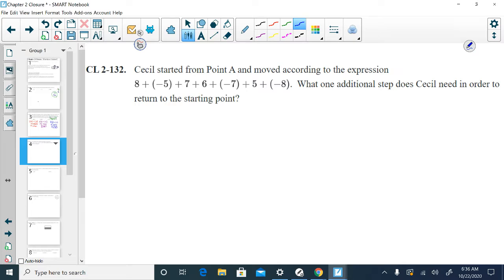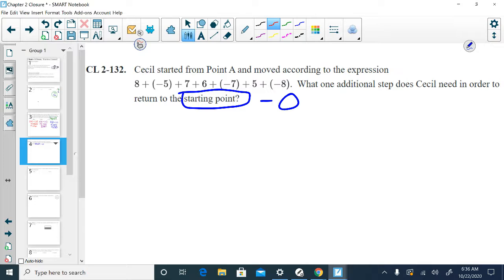So here it says Cecil started from point A and moved according to the expression 8 plus negative 5 plus 7 plus 6, plus negative 7, plus 5, plus negative 8. What additional step would Cecil need in order to return to the starting point? Okay, so if we're thinking about the starting point, that's going to be 0. So based off this equation here, how could I get him back to 0? Well, we'd have to figure out where he is after all these moves.